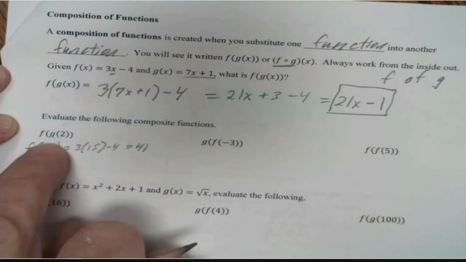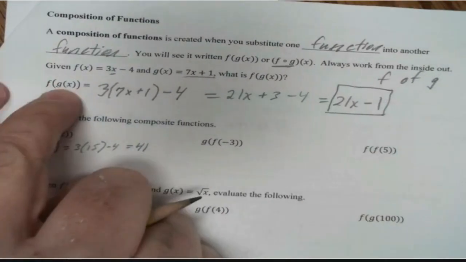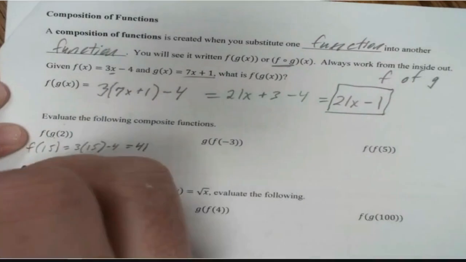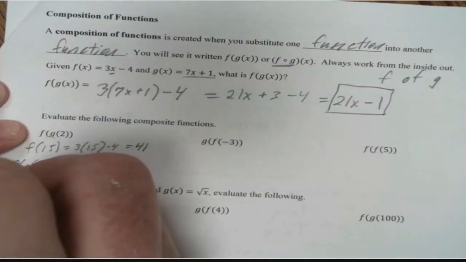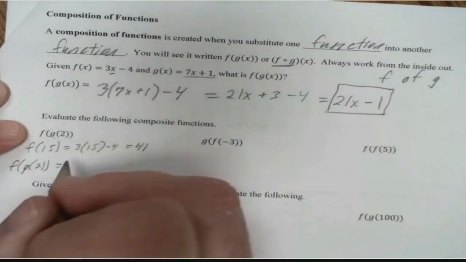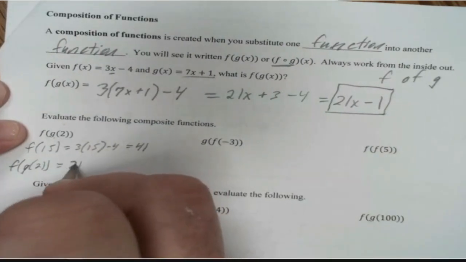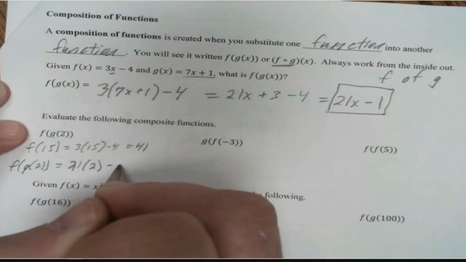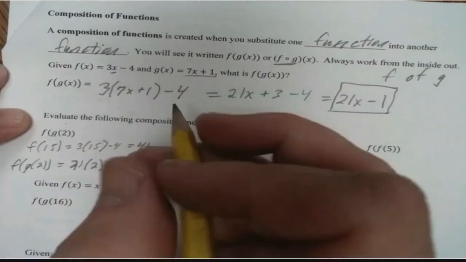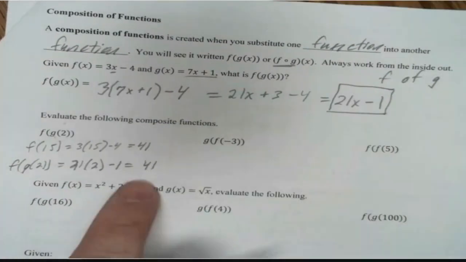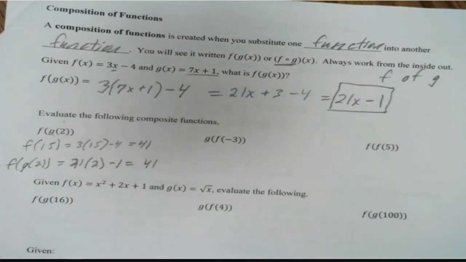Or we can jump straight into the f of g of x equation that we've already calculated. F of g of 2 would be 21 times 2 minus 1. 21 times 2 is 42, minus 1 is 41. So you'll get the same answer whichever way you go.